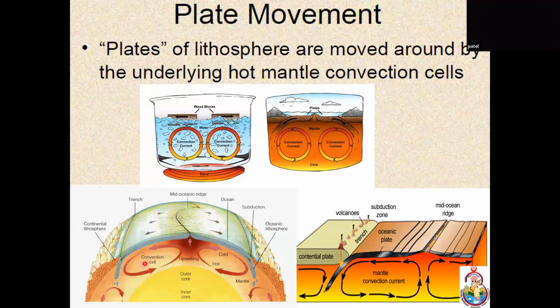So here on the earth, it is shown how these convectional currents are there, and how these convectional currents are responsible for the generation of new crust along the mid-oceanic ridge, and also where this convectional current is going down. Here you can see this plate is moving downward, and that means the plates are converging here.